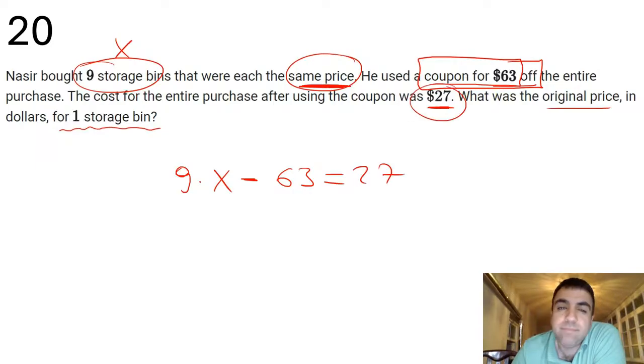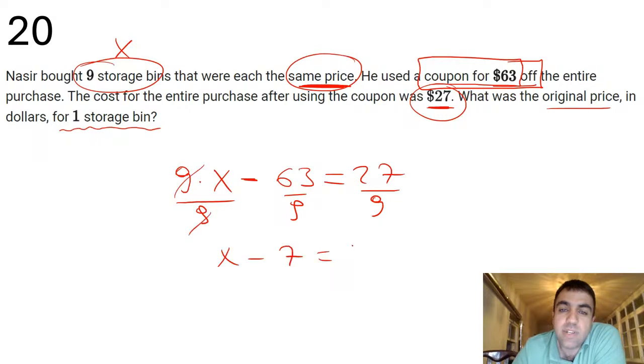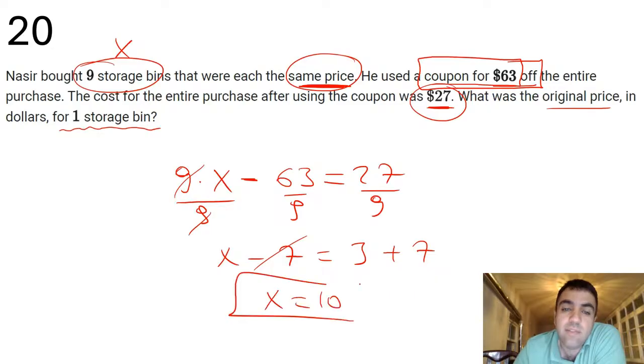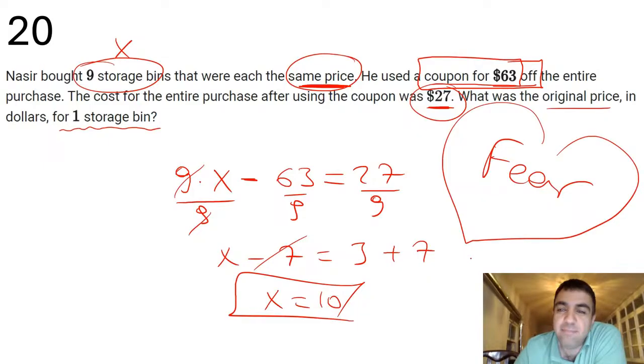Let's solve this equation. We can divide both sides of the equation by 9. X minus 7 is equal to 3, and we can add 7 to the 3. X is equal to 10. Did you understand, Fear? You have written 10. The answer was 10.